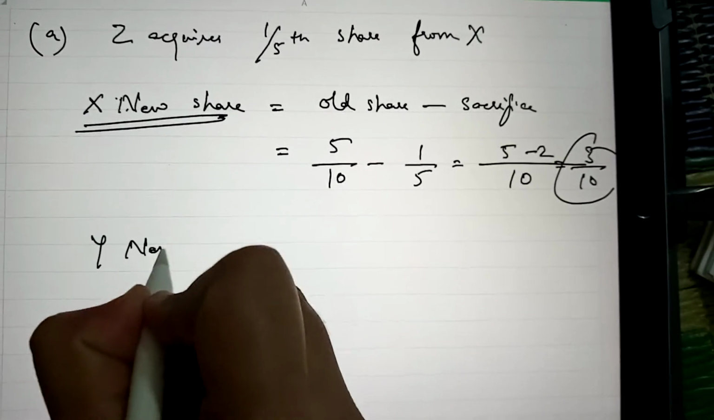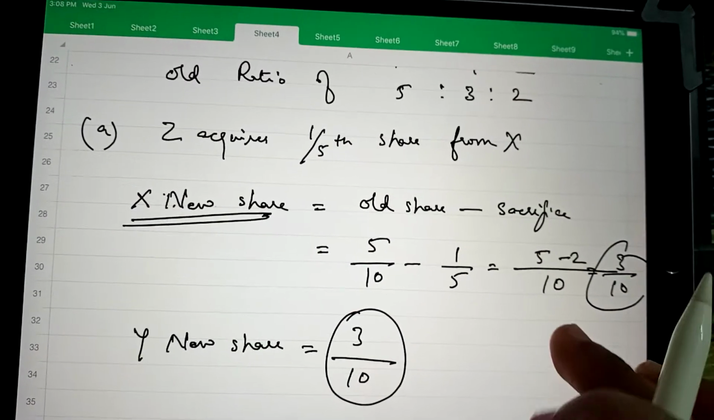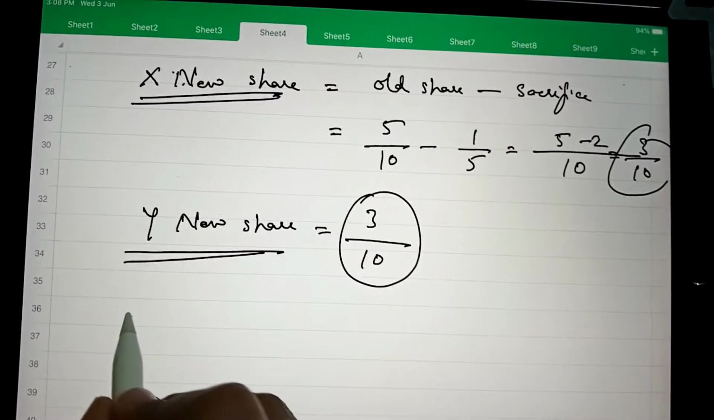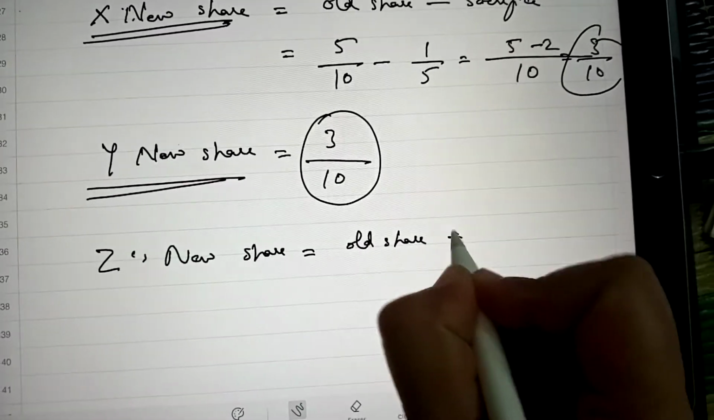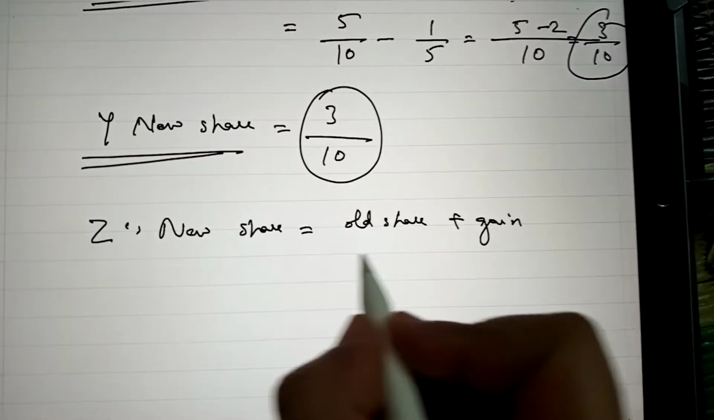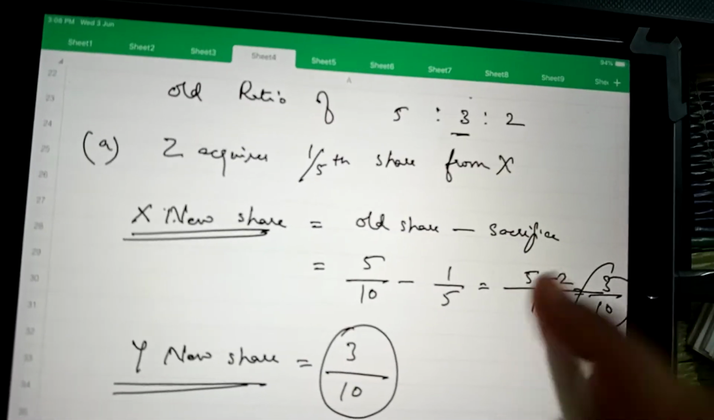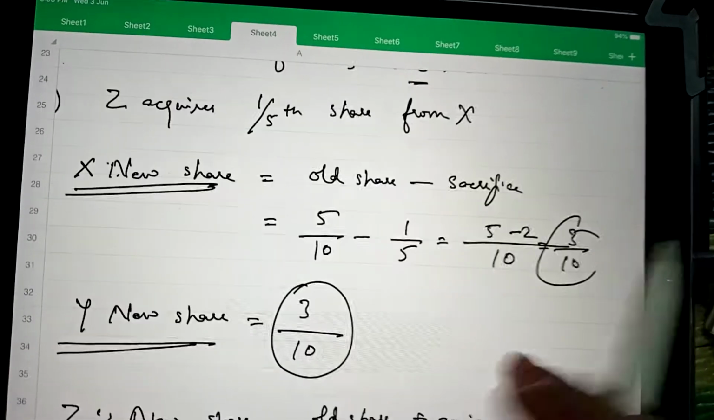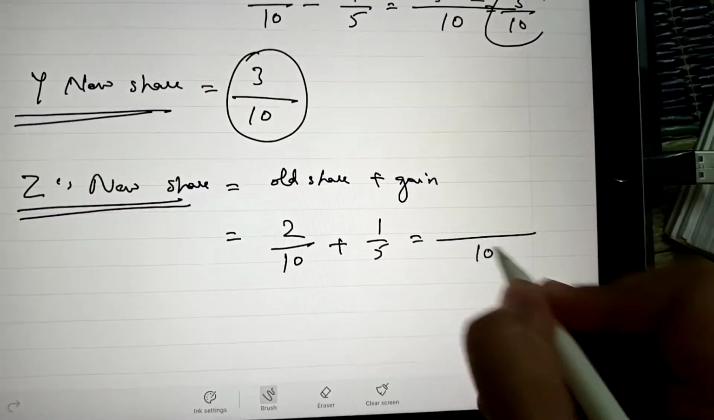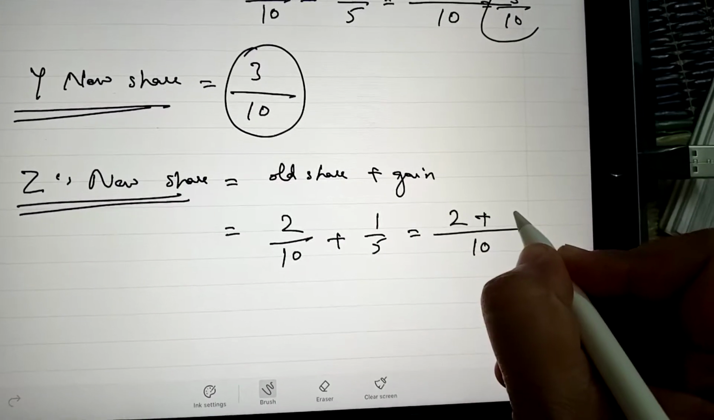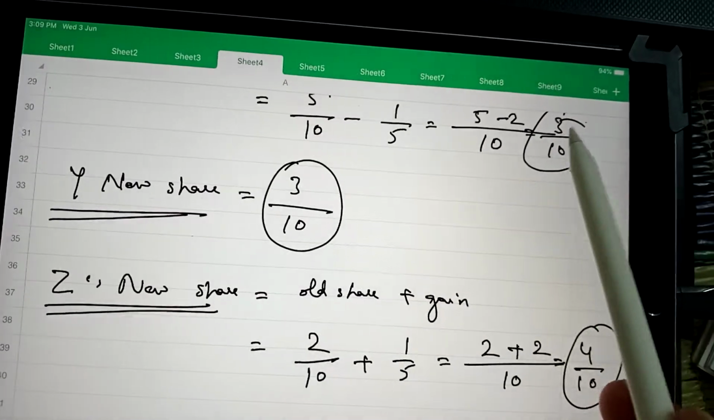There is no change in Y's share because he has made no sacrifice. So his share is 3/10. And Z's new share is equal to old share plus gain because he has acquired some share from X. So his old share is 2/10 plus his gain, which is 1/5 of X. So his new share is 2 plus 2, that is 4/10. So new profit sharing ratio is 3:3:4.